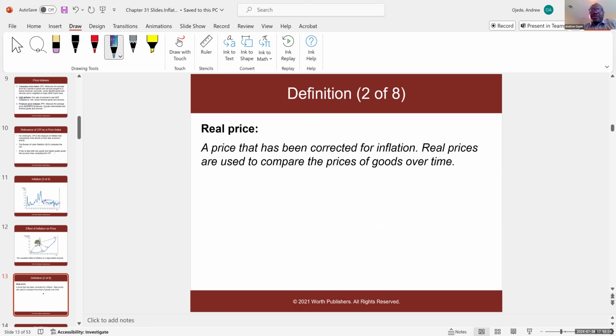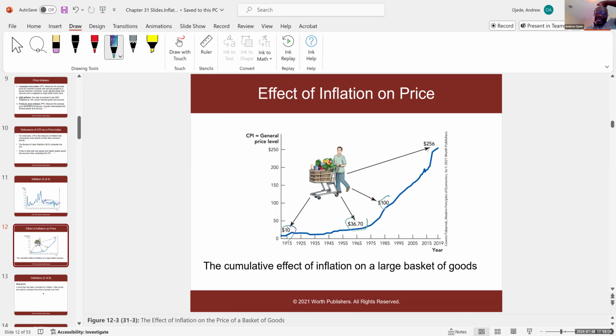So we're also going to be defining the real price. The real price is the price that has been corrected for inflation. Real prices are used to compare the price of goods over time. But before I talk about real prices, your textbook doesn't show you how we calculate the CPI. I want to show you how we calculate it, and we do an example here. So I'm going to open up a slide here.